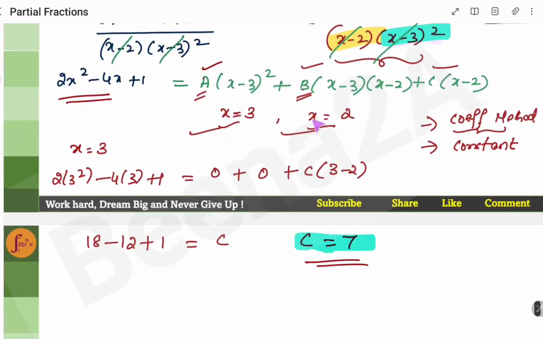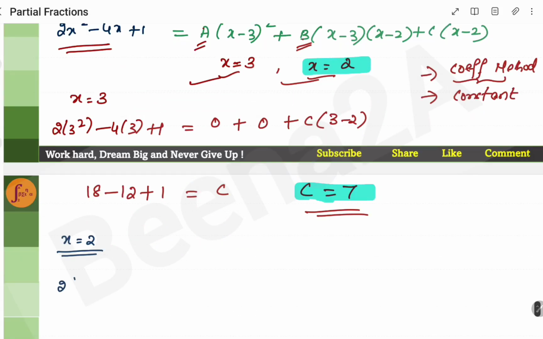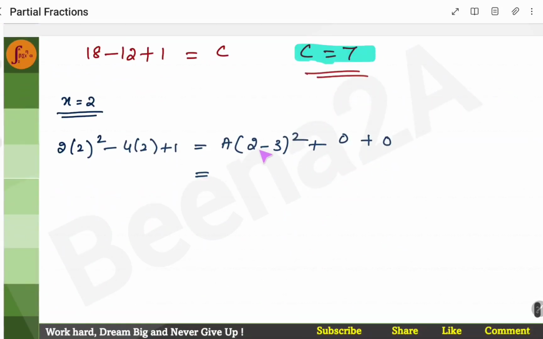Now we'll take the next x value, which is x is equal to 2. So with x is equal to 2, 2 into 2 square minus 4 into 2 plus 1. I'm substituting here. Now I'll get A into 2 minus 3 the whole square. See, B will become 0 because 2 minus 2 is 0. C also becomes 0 because 2 minus 2 is 0. So now I'll get value of A, right? Minus 1 the whole square is 1. So A, 1A basically. 8 minus 8 plus 1. So A becomes 1. So we got the value of A.